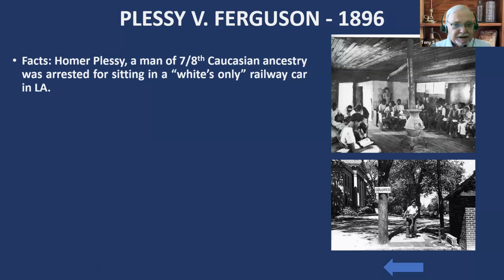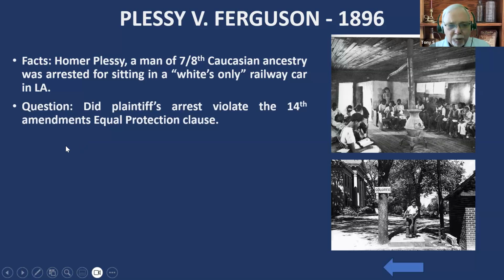So here's what happened in 1896. Homer Plessy was a 7/8 Caucasian man, and he decided he was going to sit in a whites only railway car in Louisiana. He did not appear to be black, but because people knew him, they knew of his ancestry. In the southern states, everybody's business was everybody's business. And they knew he was 1/8 African American, black.